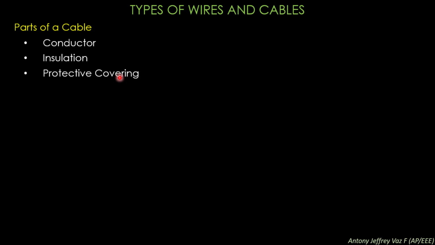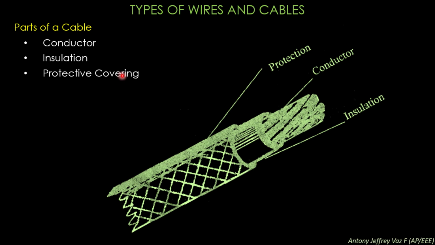Next is the protective covering. So the protective covering refers to this: after the conductor and the insulating material between the two conductors, the setup should be wrapped inside a protective covering. So this is the structure. You can see these are the conductors, and this is the insulation, and this is the protective covering. So these are all the parts of a cable.